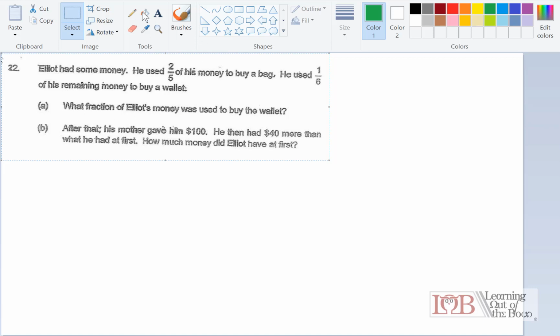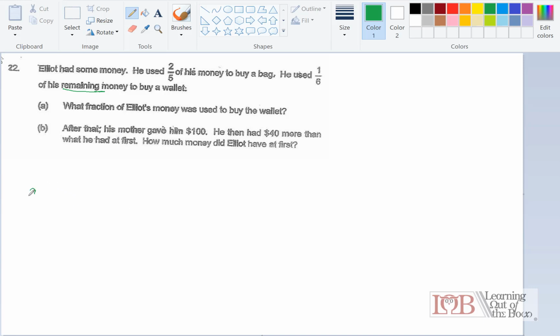Okay, Elliot had some money, so he used 2/5 of his money to buy a bag. Okay, so he used 1/6 of his remaining money to buy a wallet. So in this case, this is remainder concept. What fraction of Elliot's money was used to buy the wallet?